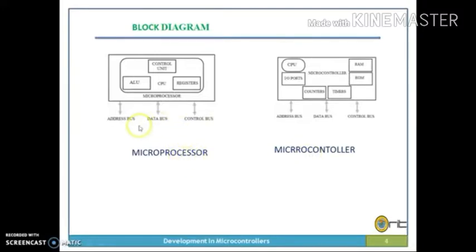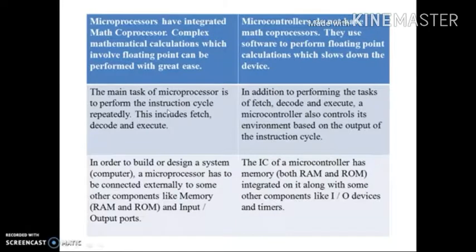Here is the block diagram of a microprocessor and a microcontroller, which shows the difference between them. A microprocessor contains address bus, data bus, control bus, ALU, that is arithmetic logic unit, CPU, central processing unit, registers, that is on-chip memory, and control unit. Whereas a microcontroller contains address bus, data bus, control bus, CPU, and RAM and ROM, that is random access memory and read-only memory, and main components, that is input-output ports. A microcontroller also contains counters and timers, which distinguish the microcontroller from the microprocessor.